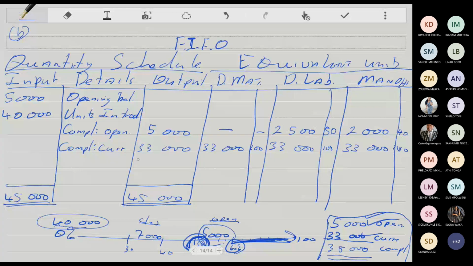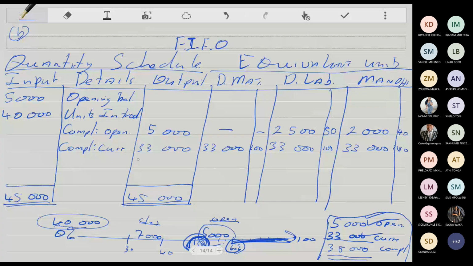You can then simply go to the output column, add, and have your total completed of 38,000. There is no need to add the other columns.